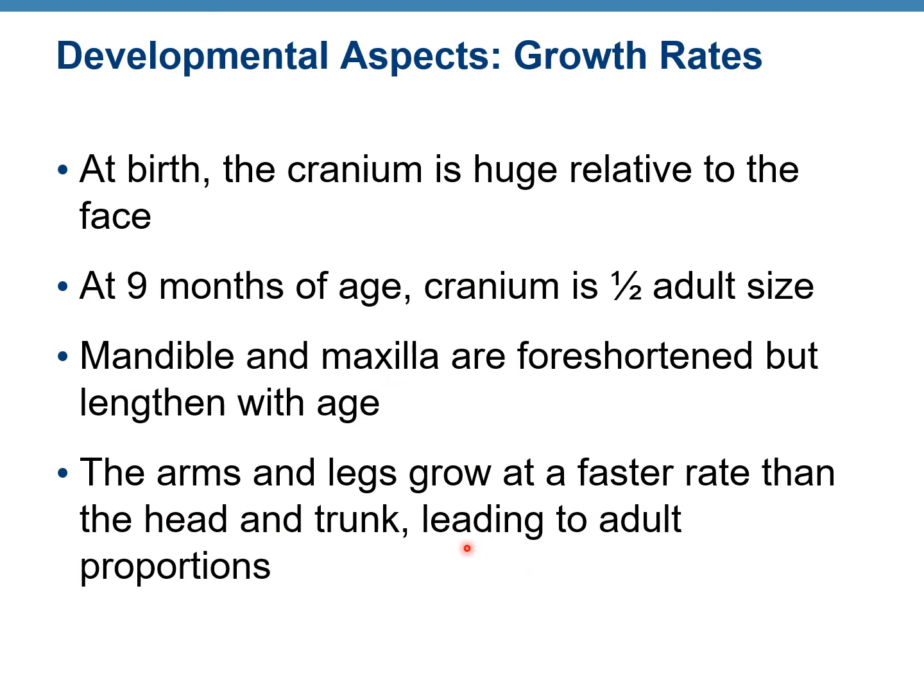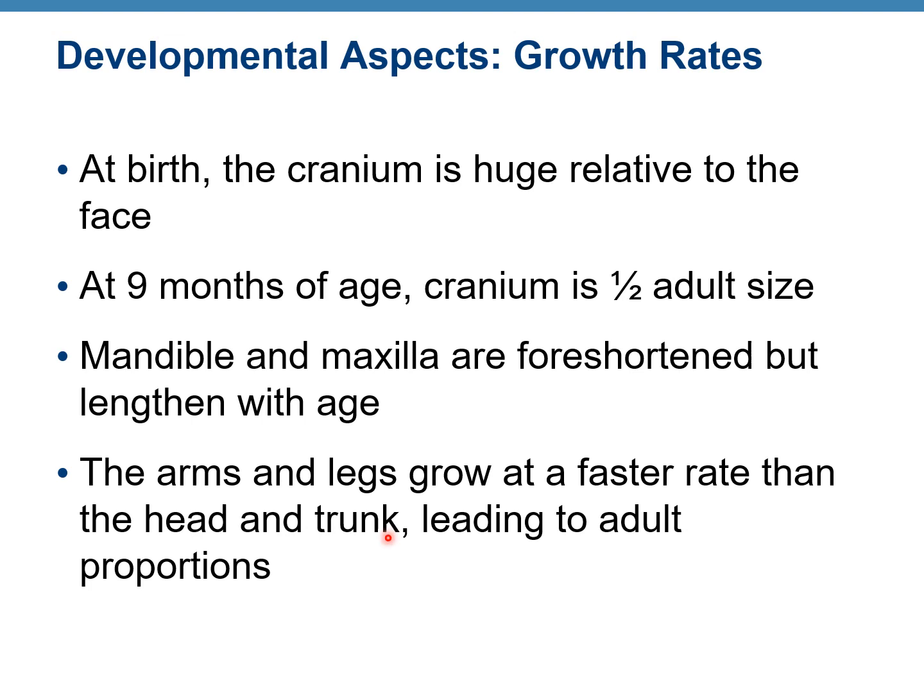At birth, the cranium is huge relative to the face. At 9 months of age, the cranium is half of the adult size. So can you imagine it, right? At 9 months of age, when the baby is still very small, the cranium is already half of the adult size. So the mandible and maxilla are foreshortened. That means they're not projecting to the front that much, but then became longer with age.